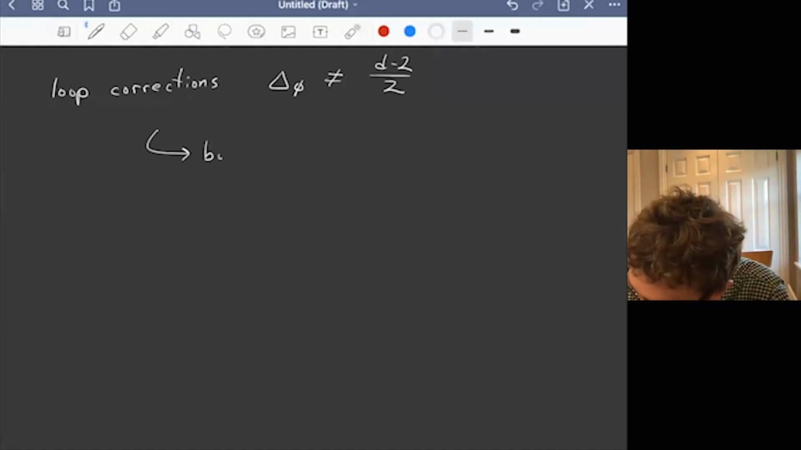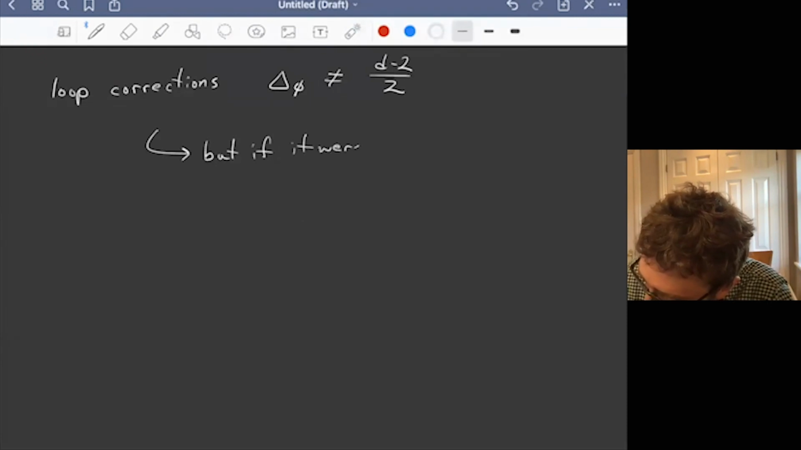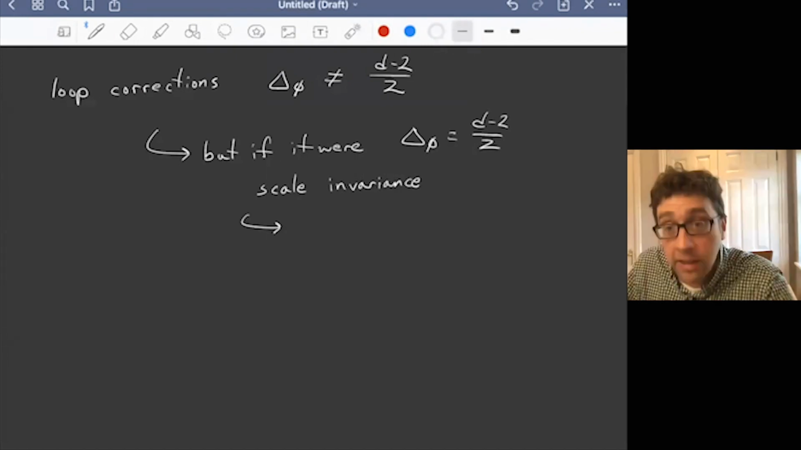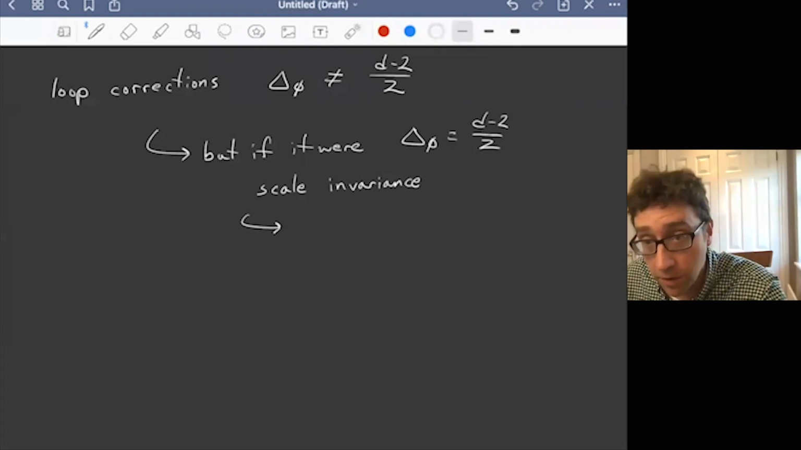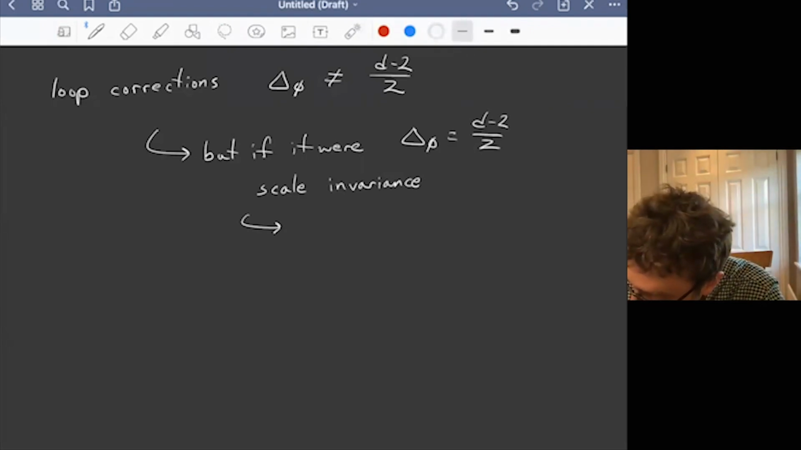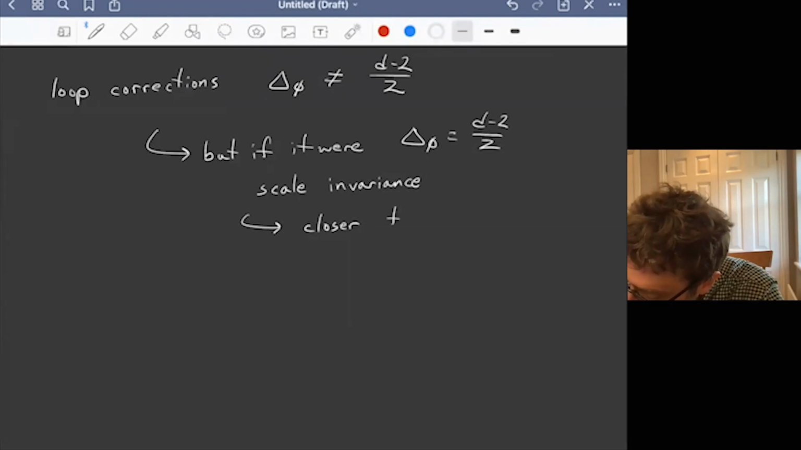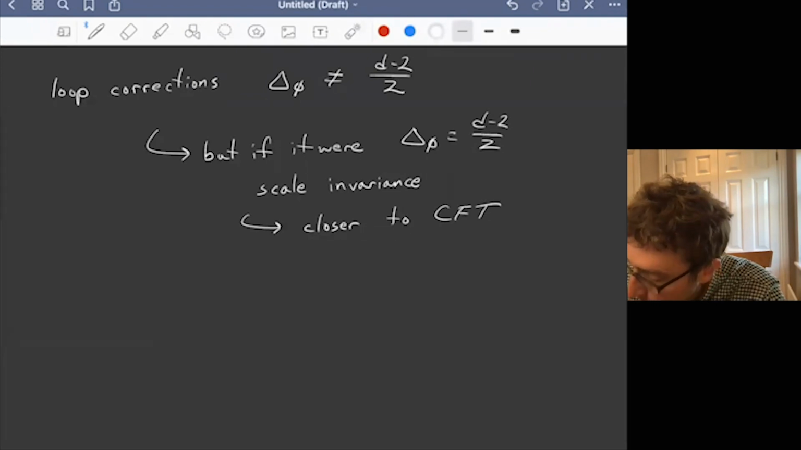But if it were true that delta phi was still d minus 2 over 2, we'd have scale invariance. We'd have a theory whose rules don't depend on the energy scale. And that scaling symmetry is an important generator for the conformal symmetry group. And so we would have come closer to the topic of the lectures today, closer to conformal field theory.